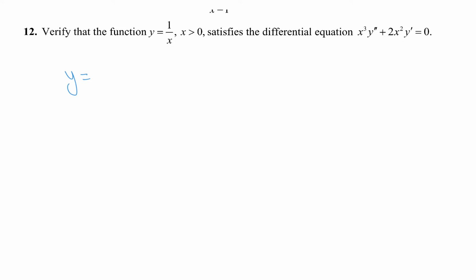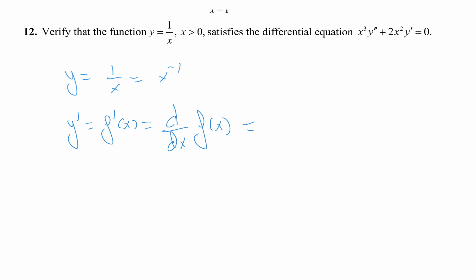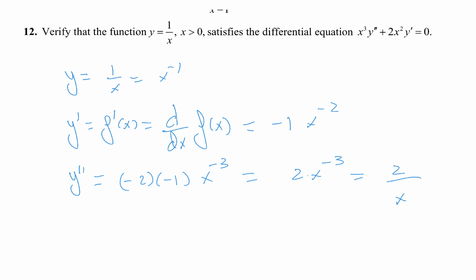y equal 1 divided by x is simply x^(-1). And y prime, or f prime of x, or the derivative with respect to x of f of x, everything is the same, is minus 1 times x^(-2). Perfect. And I will need y second to plug in here with y prime and y second and sum to see if this is 0. y second will be the derivative of y prime. It will be minus 2 multiplied by minus 1, x^(-2 minus 1), which is x^(-3). So it will be 2 times x^(-3), or in other words, 2 divided by x cubed, and y prime will be minus 1 divided by x squared.